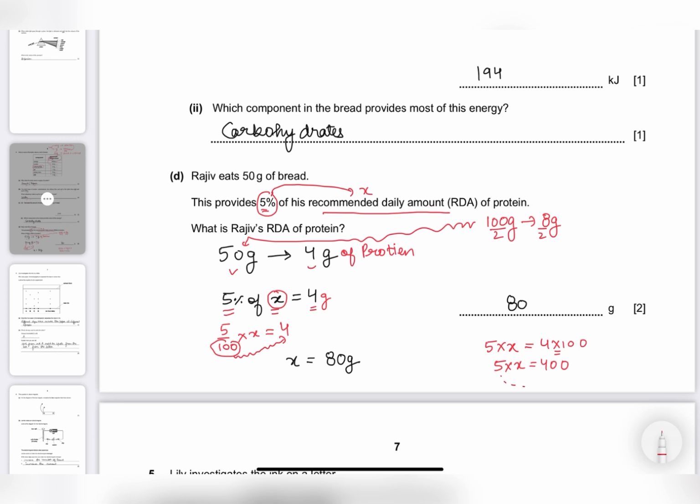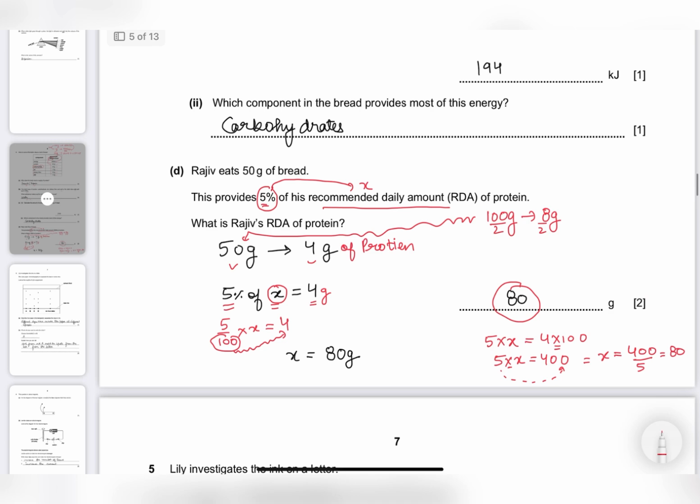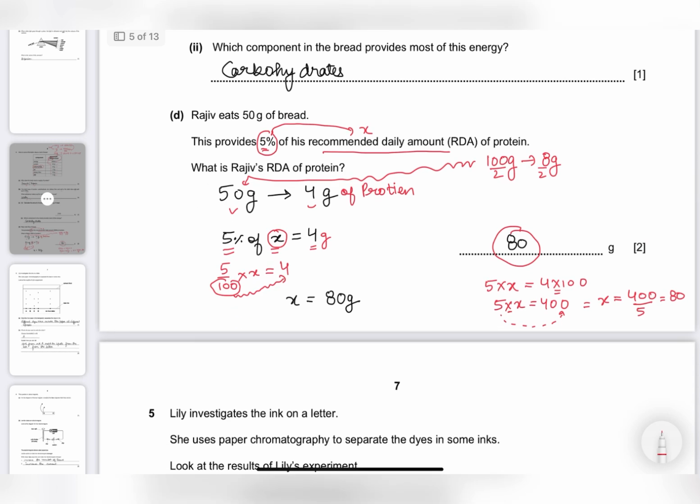Now 5 will reach that side. It is in multiplication over here, so on that side it will come in division. Yes, very good. So it would be 400 upon 5, that is 80. So our answer would be 80 grams. Alright, a little bit of mathematics, but just go back again. Watch this explanation again and you will get this.